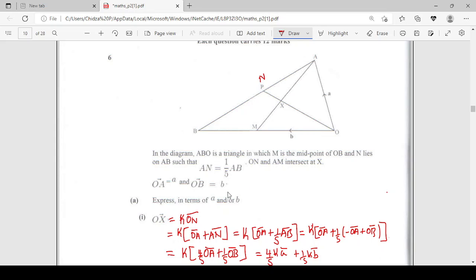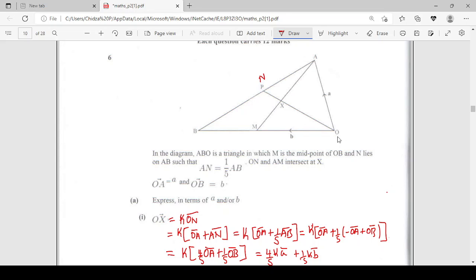Now let's go through the question. In the diagram, ABO is a triangle in which M is the midpoint of OB and N lies on AB such that AN is 1/5 of AB. ON and AM intersect at X. OA is equal to small letter a and OB is equal to b. You are being asked to express OX in terms of a and b.